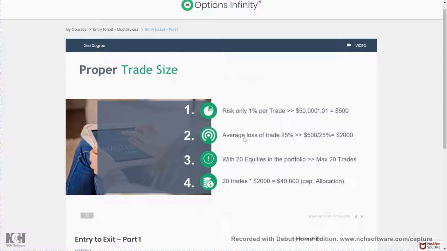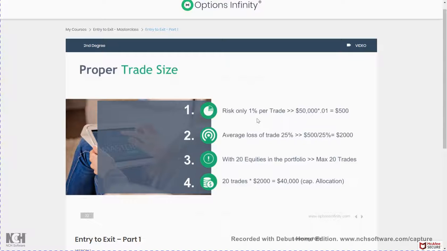I know that in the long run, my average loss is only going to be 25% of the amount invested. So the $500 divided by 25% means that I can make a trade for $2,000. If I have 20 equities in my portfolio, 20 trades times $2,000 is $40,000, and that's well within my portfolio size.